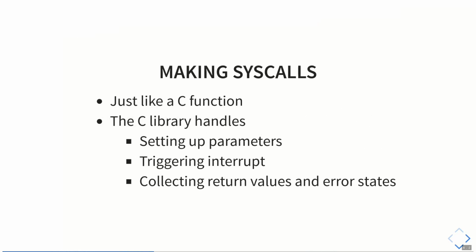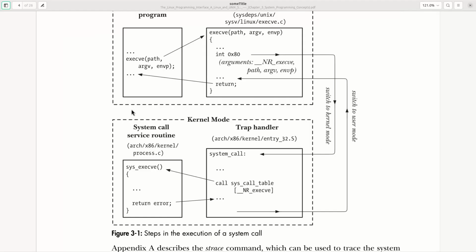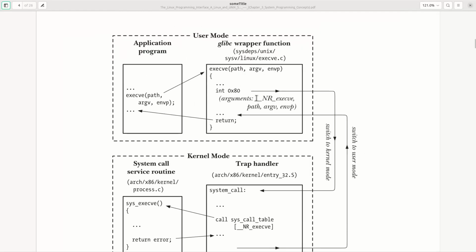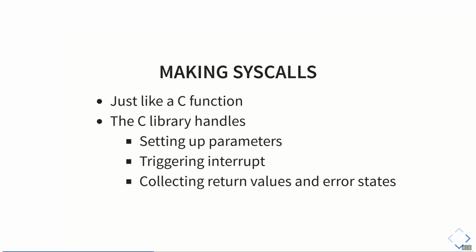Okay, so let's go over system calls. From our point of view, as the programmers, they work just like C functions. You call them just like a C function. They give you a return value like a C function. And there's a wrapper in the C library that handles all of the argument passing and collecting the return value and error codes, so the function will behave just like a C function.